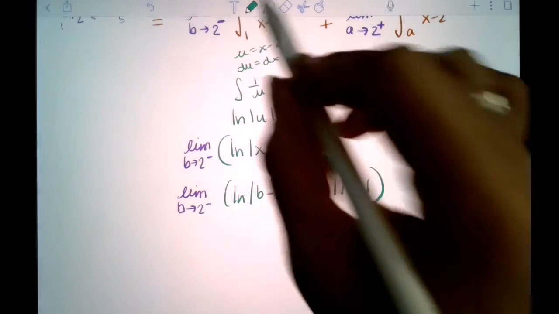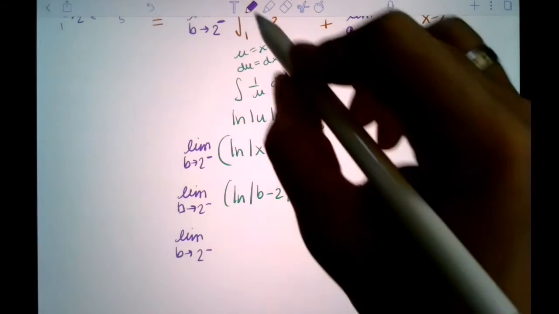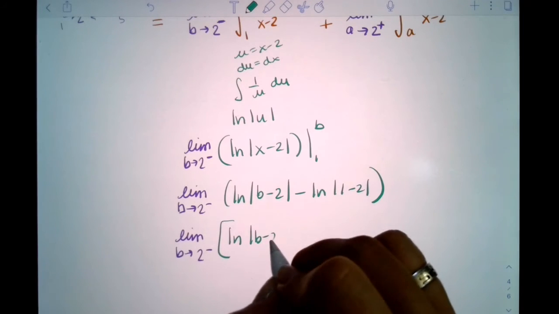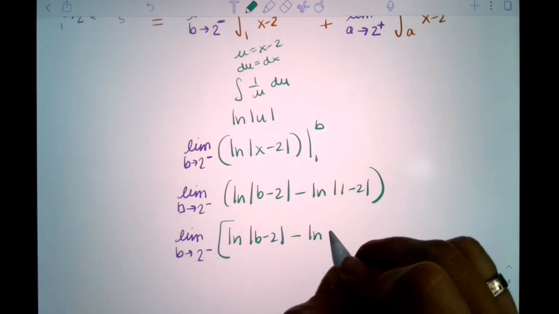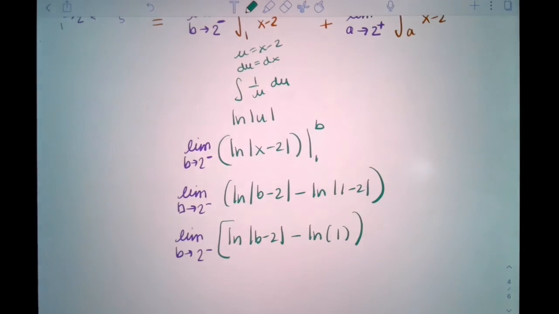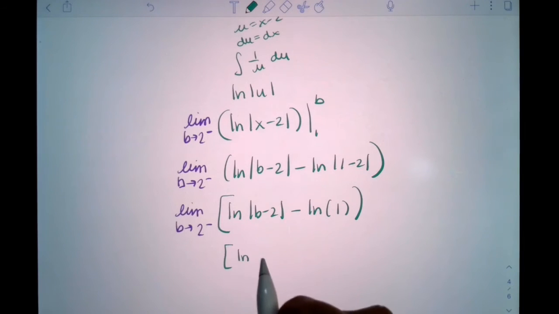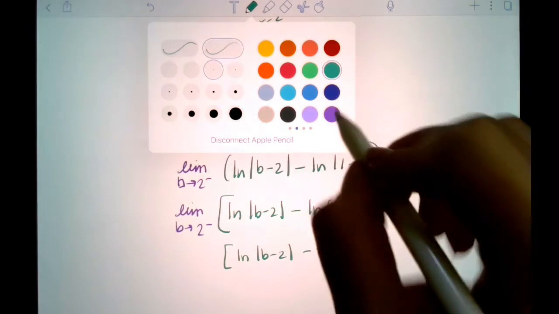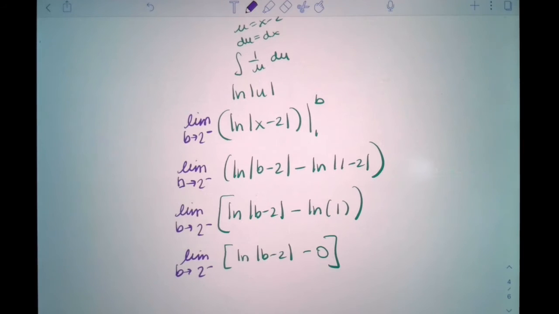And then I'm going to regroup, okay? I still have the limit as b goes to 2 from the left. And I'm not going to do anything about the absolute value of b minus 2, but I will evaluate this. This is the absolute value of negative 1. The absolute value of negative 1 is 1. Okay. I know the natural log of 1 is 0. So you just kind of do little bits at a time until you start nearing the end here.